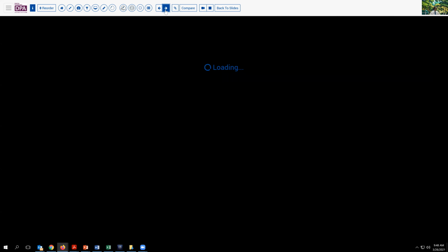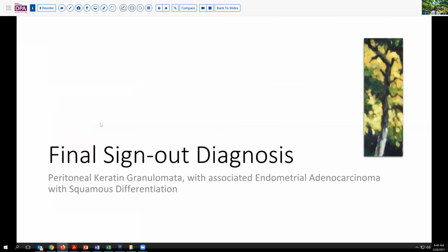So this is a true pearl of pathology, one would say, peritoneal keratin granulomata that are associated with endometrial adenocarcinoma with squamous differentiation in this case, not upstaging the tumor beyond the pathologic stage 1A as determined on the initial assessment. So I hope that helps you.